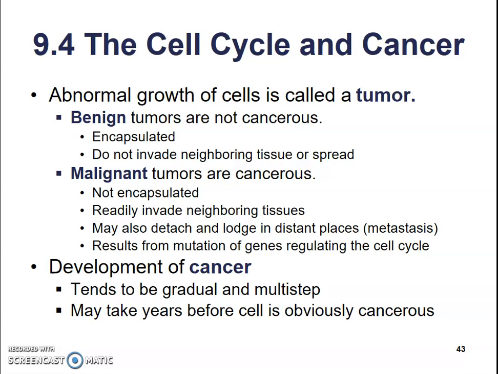Abnormal growth of a cell is called a tumor. Benign tumors are not cancerous. They are encapsulated, meaning they have a layer around them, and they do not invade neighboring tissue or spread. Malignant tumors are cancerous. They are not encapsulated. They don't have a layer around them. They readily invade neighboring tissues. They may also detach and lodge in distant places, which is called metastasis.